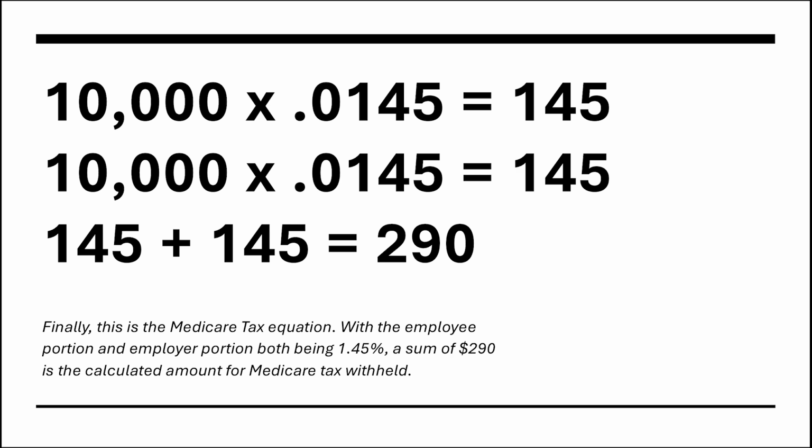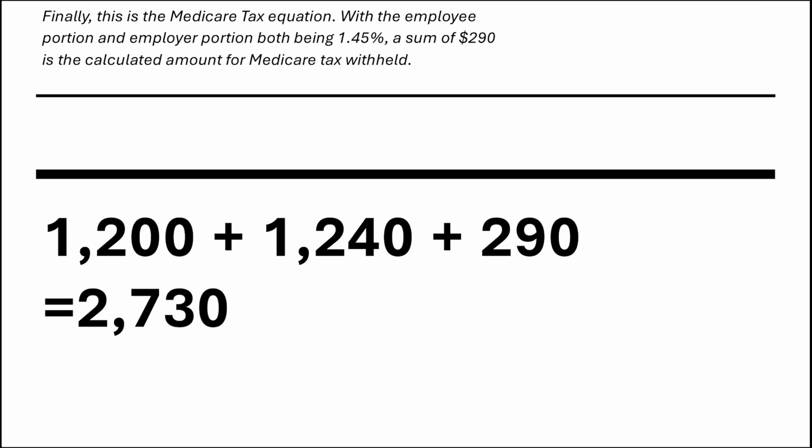Last but not least, we have the Medicare tax equation. This is the same situation as the Social Security, where in the form you can see in box 5C, it's multiplying 10,000 by 0.029 to get the 290 amount. I just broke it down again for the employer and employee portions.